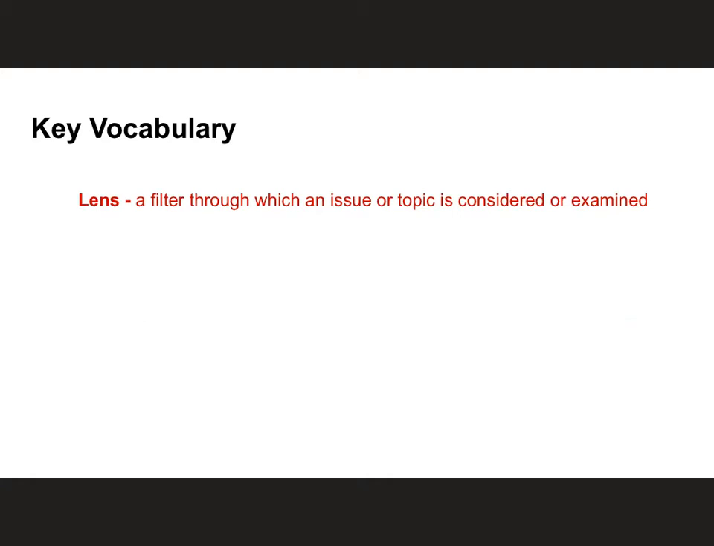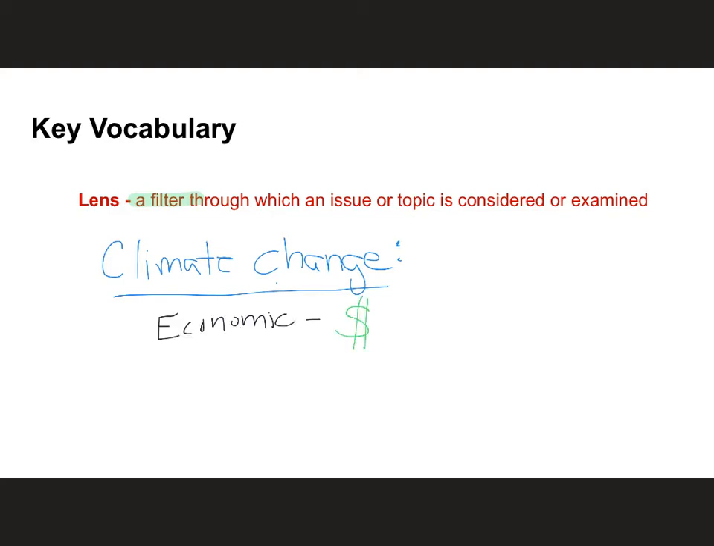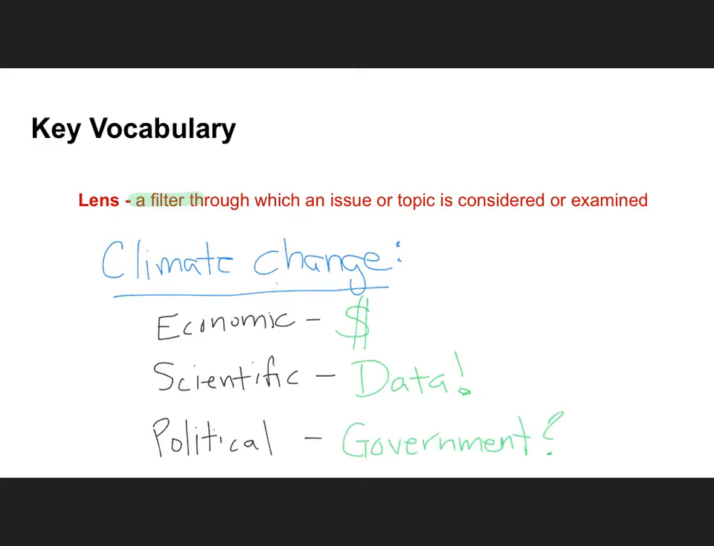So your key vocabulary for this video is lens. Lenses are filters through which an issue or topic is considered or examined. For example, if we were looking at climate change, there are many different lenses you can look at that through. You can focus your research through an economic lens: how is climate change affecting economics, affecting jobs, affecting entire economies throughout the world? You can focus on a scientific lens: what is the data telling us about climate change? You could focus through a political lens: what are different political parties arguing about climate change? This is a really good way to focus a specific argument and focus your topic of inquiry.